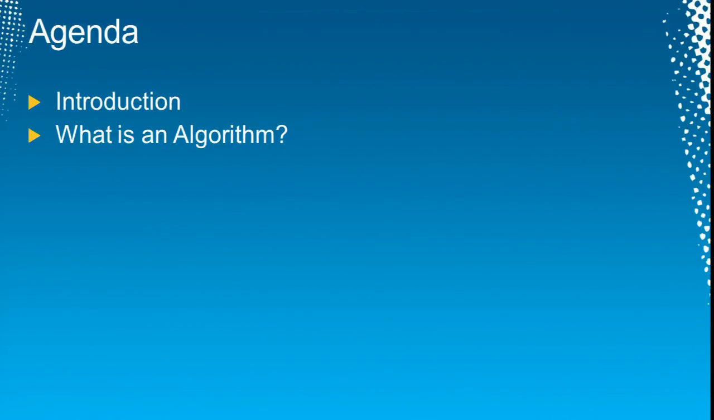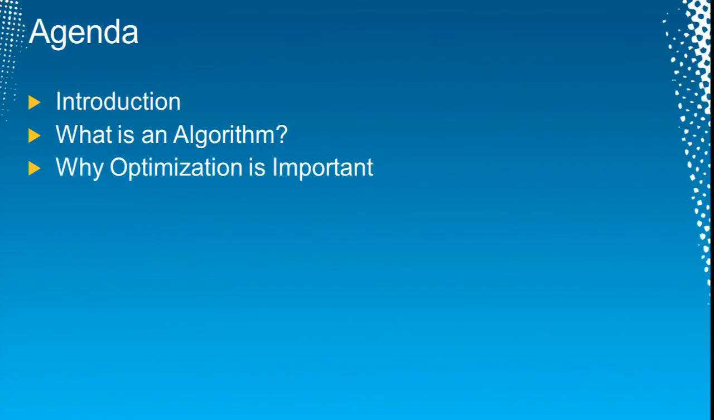We have an idea in our heads what an algorithm is, but we'll just define it so we're all singing from the same song sheet right from the start. Then we'll talk about why optimization is important. And then I'm going to tell you that optimization of algorithms is child's play, right?